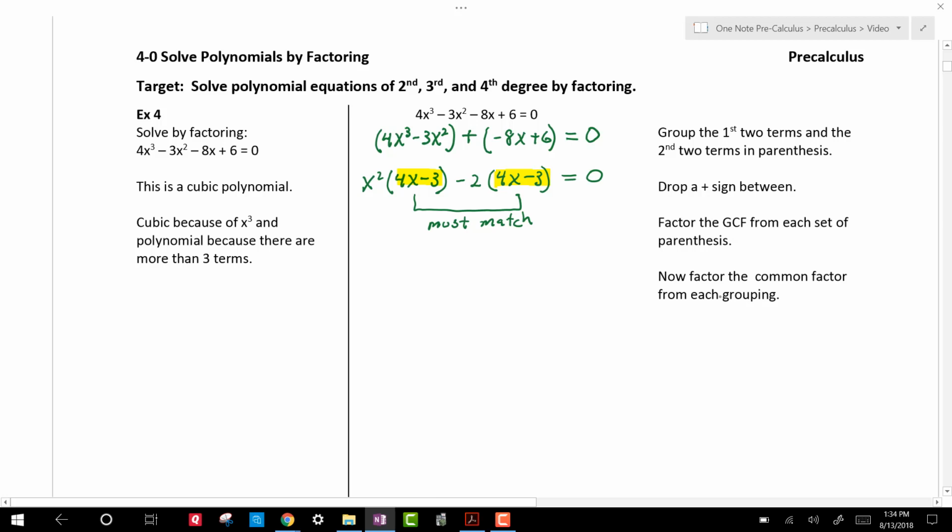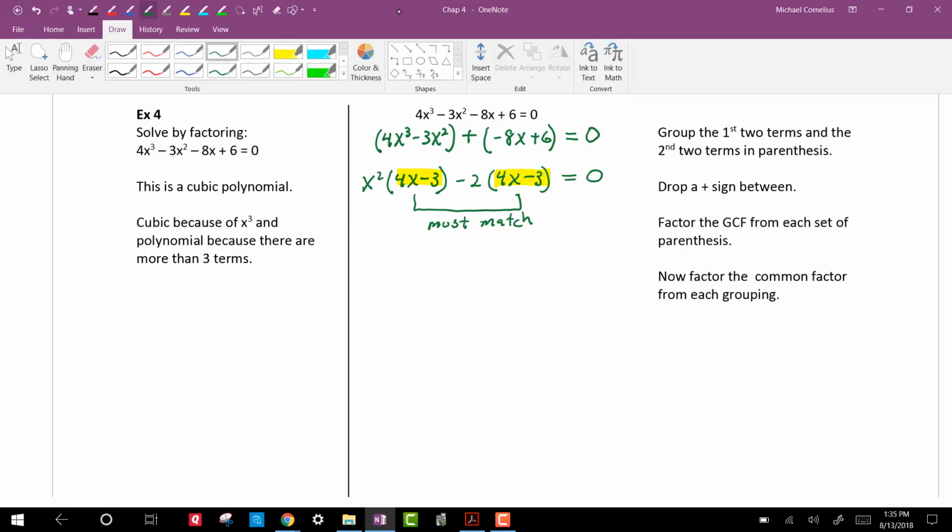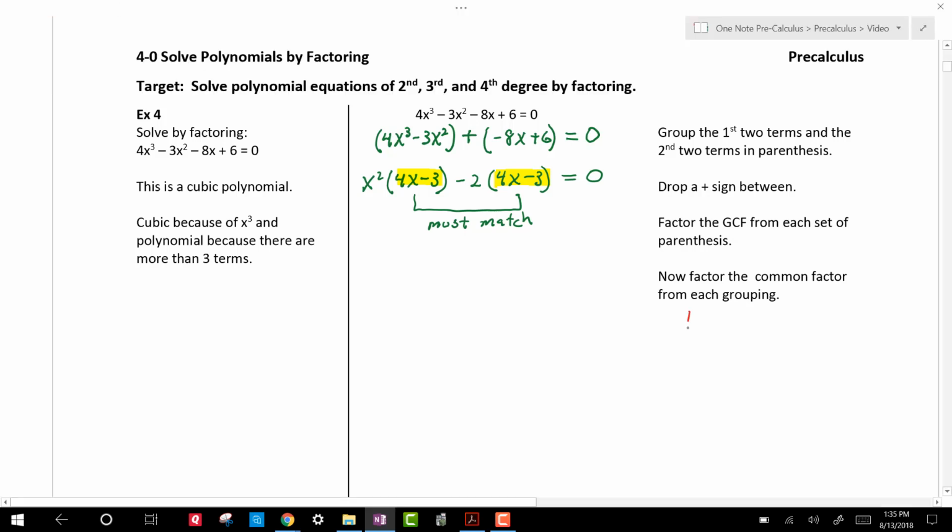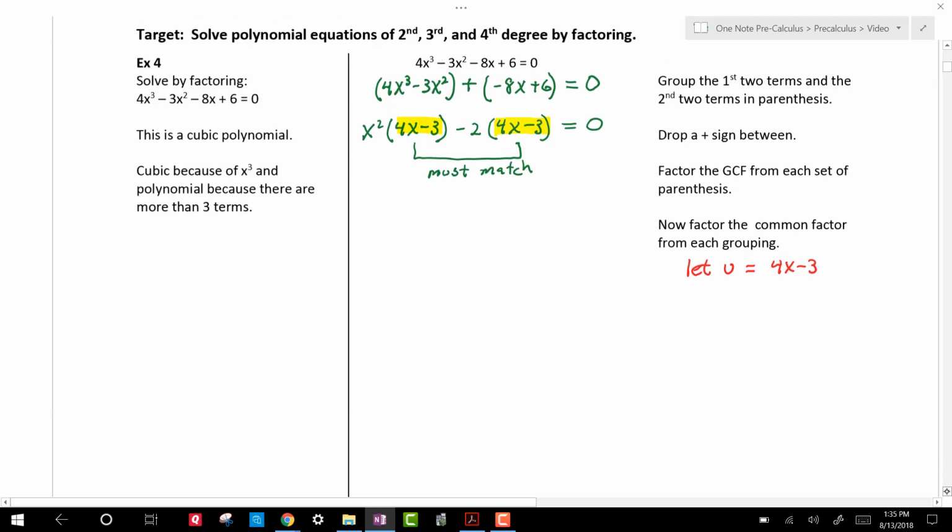Now, here's what you've got to understand. Again, I'm going to do a U substitution here. Let me change colors here. I'm going to let U equal 4x minus 3. So I'm doing a U substitution just like I did on the front page, but this time U is going to equal 4x minus 3. So watch this. I'm going to take out the 4x minus 3 and I'm going to put in U. So I have x squared times U minus 2 times U.